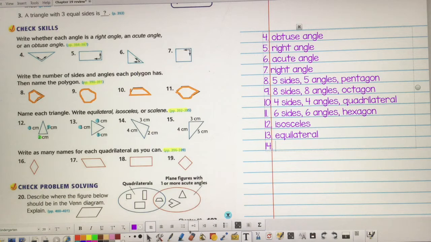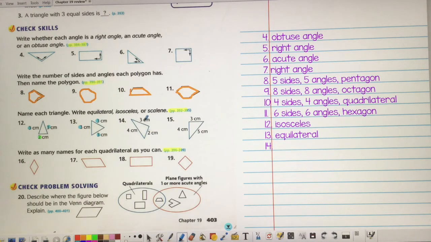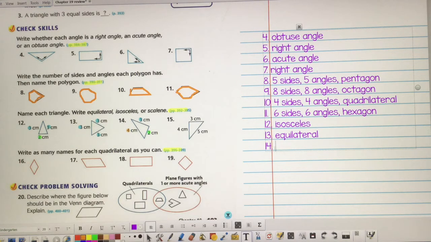Now number 14, I have a 3 centimeters, but I have a 2 centimeters, so I gotta switch my colors. And then I have a 4 centimeters, I gotta switch my color again. So none of them are the same. I have 0 equal sides. That is a scalene triangle.